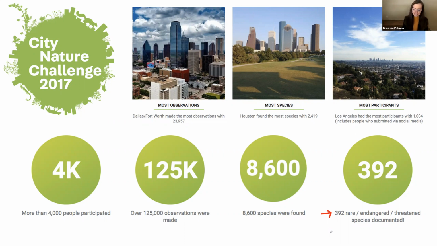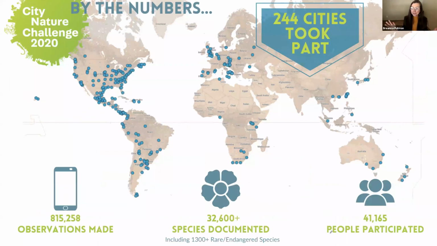So we can fast forward to last year's event in 2020. It is now on a global scale. We had over 244 cities that participated last year, including the Inland Empire, so San Bernardino and Riverside counties, which was our first time. And even though this took place basically at the start of the COVID pandemic, and we were all worried that we weren't going to have any participation because a lot of people were on lockdown, even so, we still had over 41,000 people participating across the world, almost 1 million observations made, which is awesome. And over 32,000 species were documented, including more than 1,300 rare and endangered species. So even though we were in the midst of a global pandemic, it was still a pretty big success.